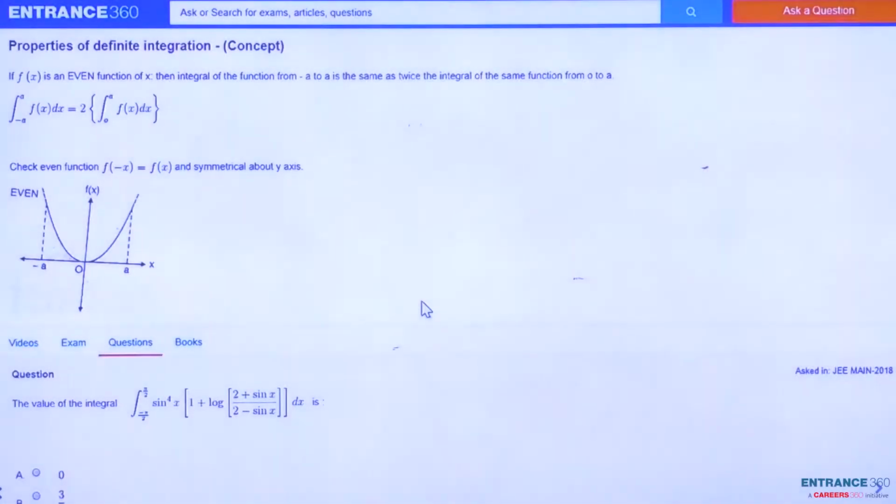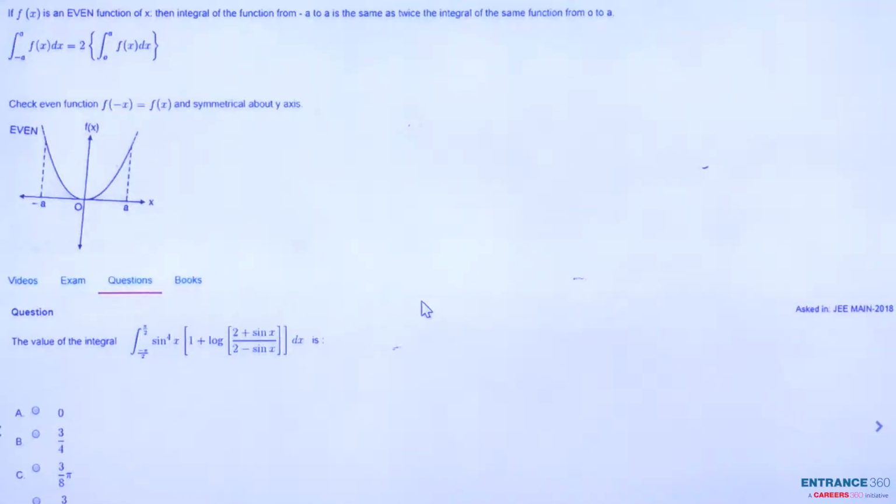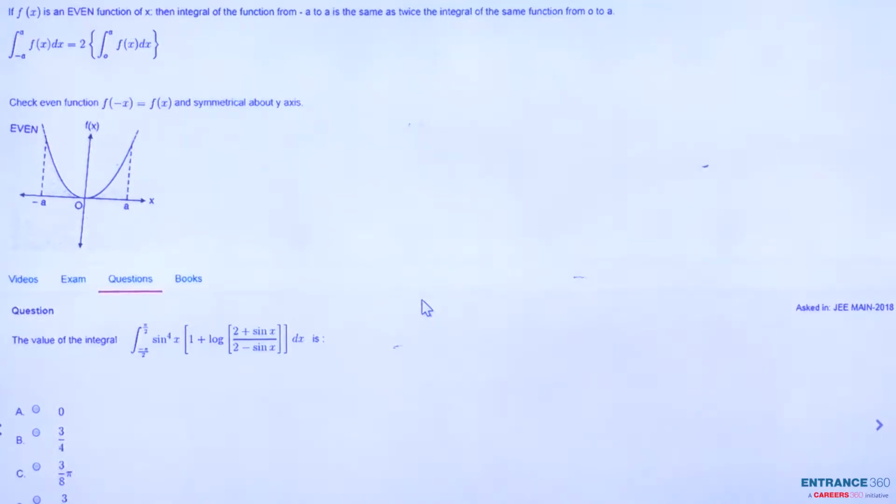Hello student, this is a question from JEE Main 2018 and this question is based on one of the properties of definite integral. And the question is, we need to find the value of the integral from minus pi by 2 to pi by 2 sin^4 x into 1 plus log of (2 plus sin x) divided by (2 minus sin x) dx. Let us see how to solve this question.